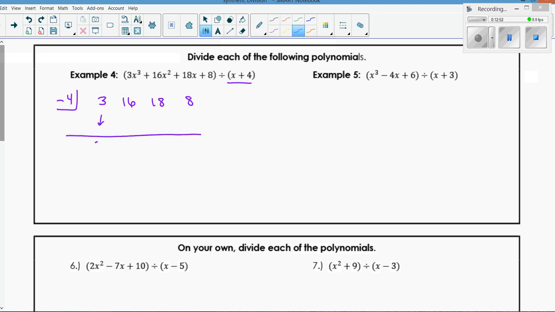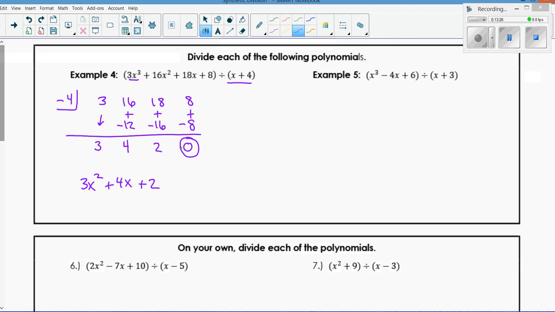First thing, bring down my 3 and multiply. I get negative 12. I add, I get 4. Start it over, I multiply, negative 16. I add, get 2. Multiply, negative 8. Add, and I get 0. This means that my remainder is 0. So one term down from x cubed means I have 3x squared plus 4x plus 2.